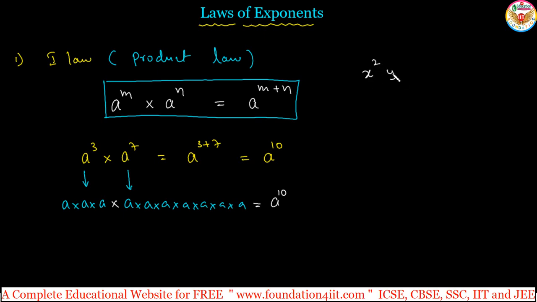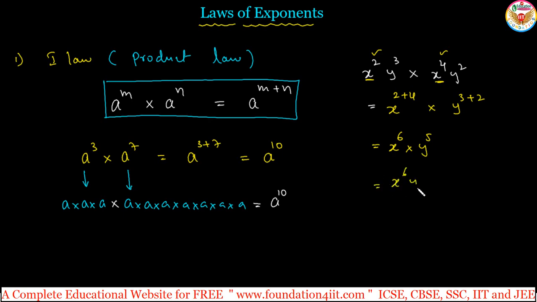For example, x square y cube multiplied by x to the power 4 y square. So what is the value of this? x is the same base, so we can add the powers. x and x, the base is the same, and the powers are 2 and 4, so 2 plus 4. Next, y power 3 and y square, so y to the power 3 plus 2. Then overall, x to the power 6 into y to the power 5. So without a symbol, x power 6, y to the power 5.